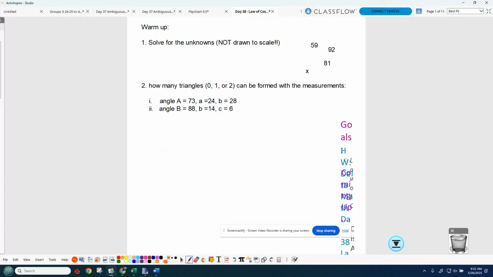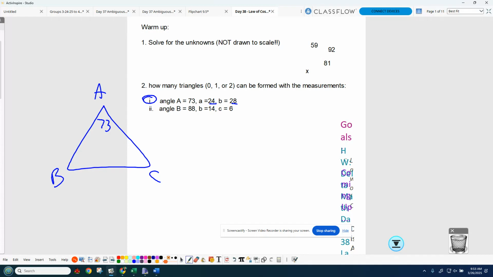This thing. How many triangles can we make? Jack, for 2i, what's the first thing you would do to try and figure out how to set this up? Draw it and label the stuff. So angle A is 73. Where do I put the 24 and the 28?